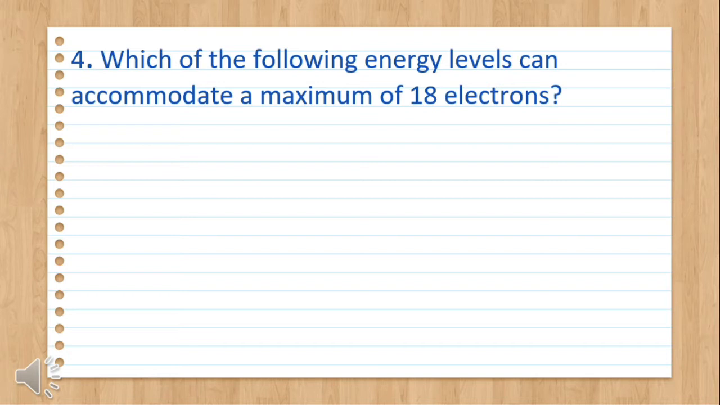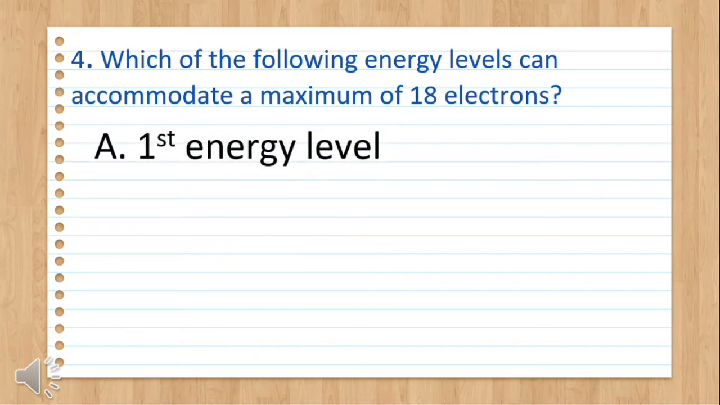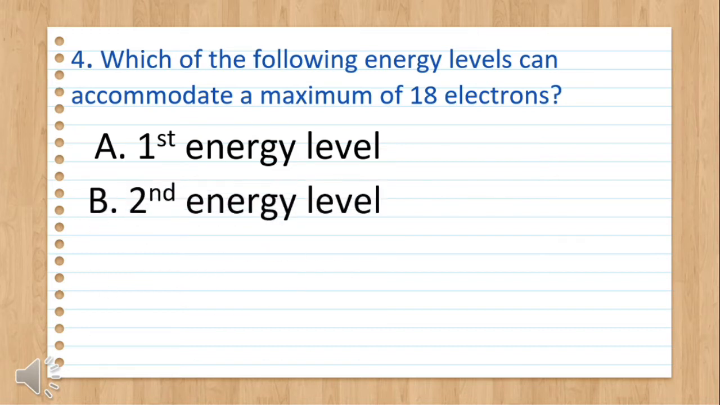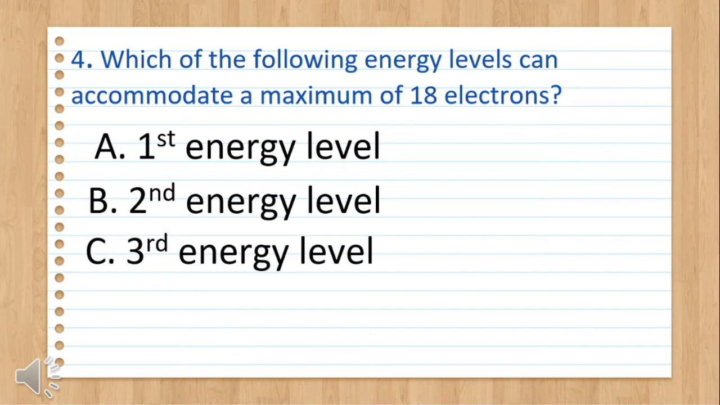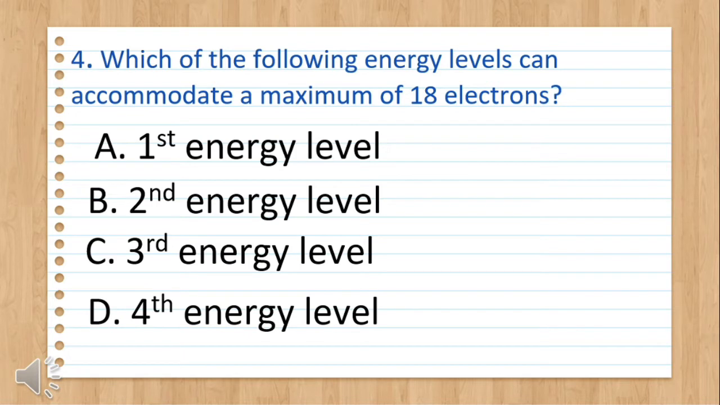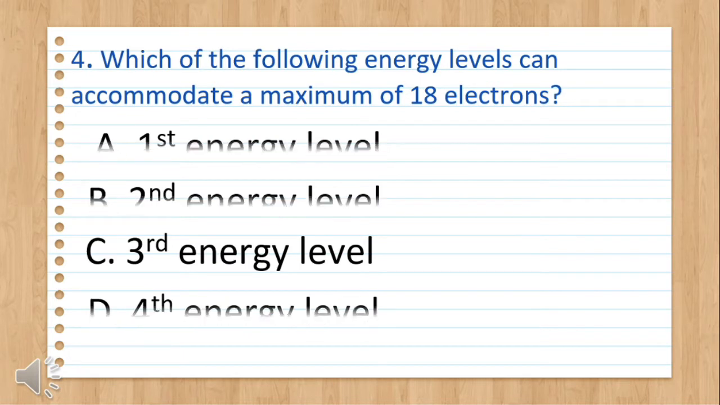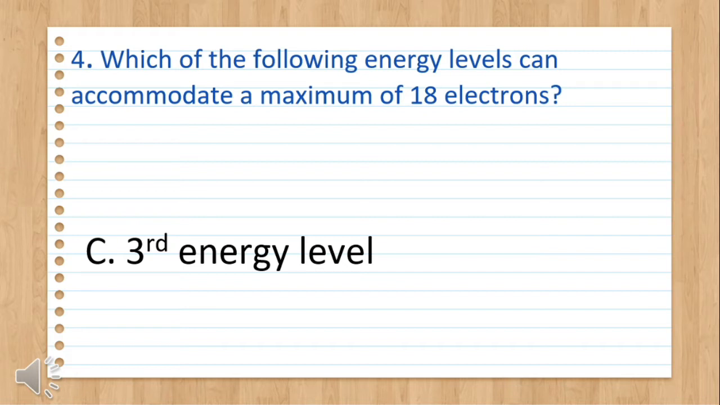Number 4. Which of the following energy levels can accommodate a maximum of 18 electrons? Letter A, first energy level. Letter B, second energy level. Letter C, third energy level. Letter D, fourth energy level. Correct answer is C, third energy level.